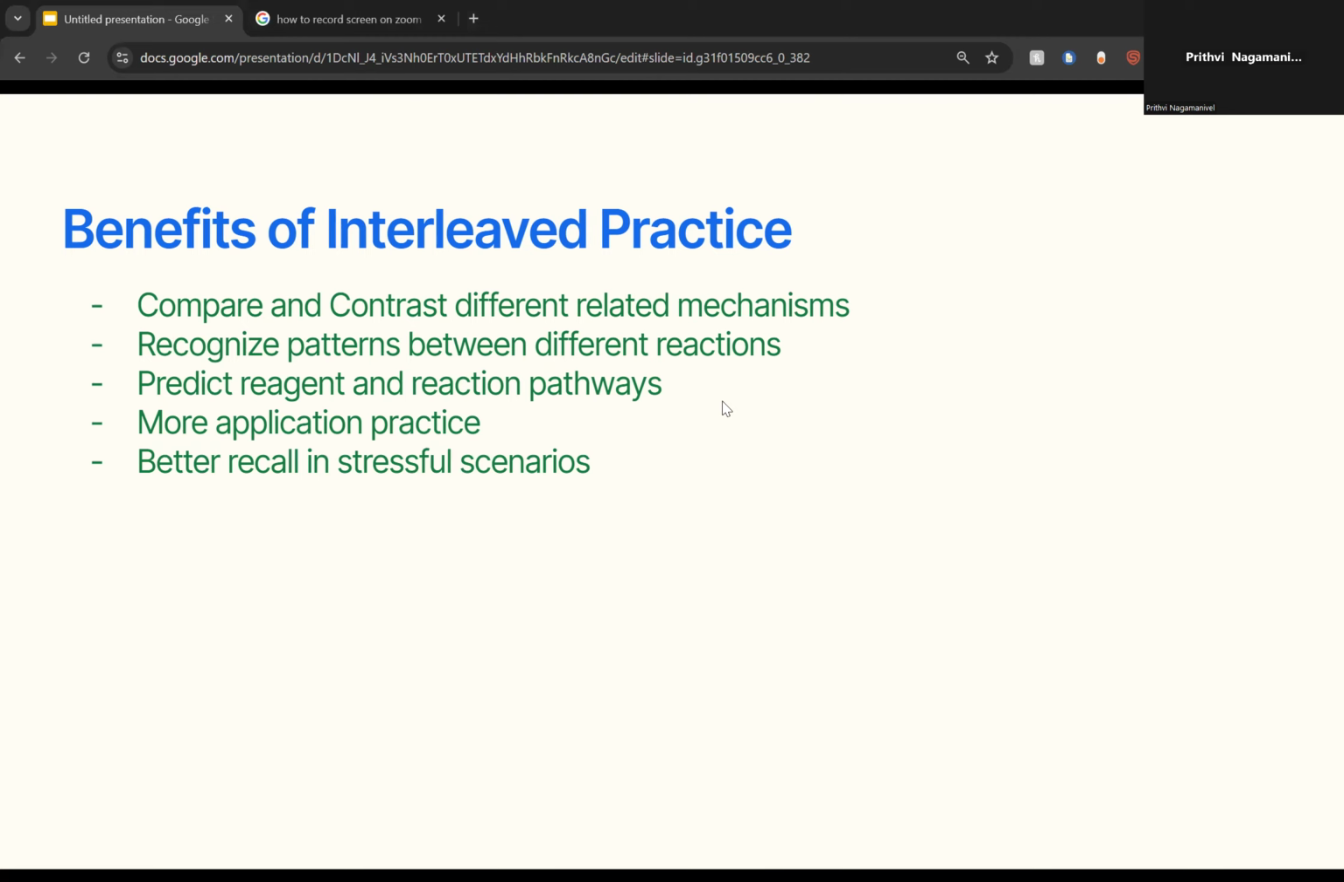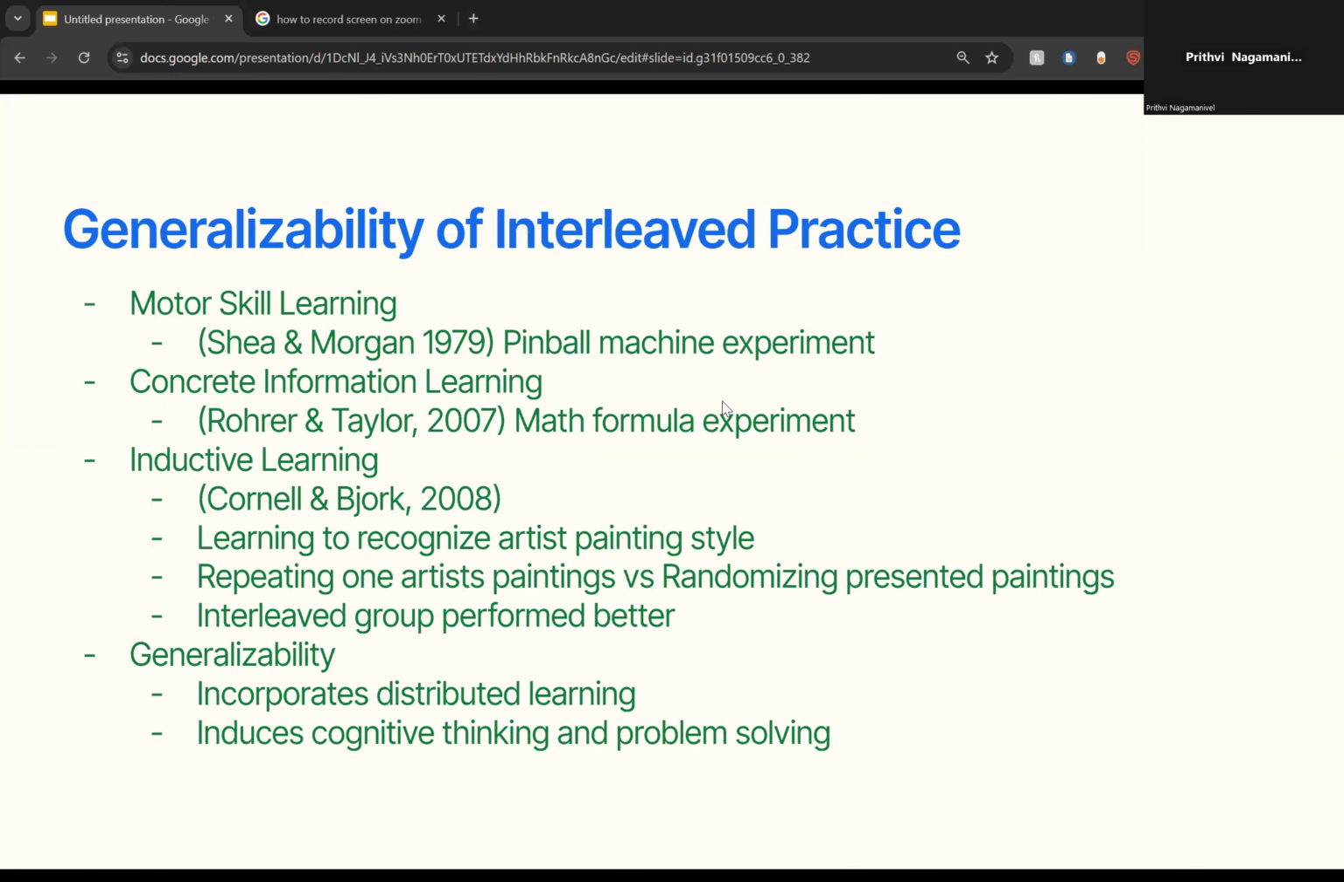So the benefits that I just talked about included comparing and contrasting different mechanisms and being able to apply concepts in order to perform better in stressful scenarios. So interleaved practice is very generalizable.